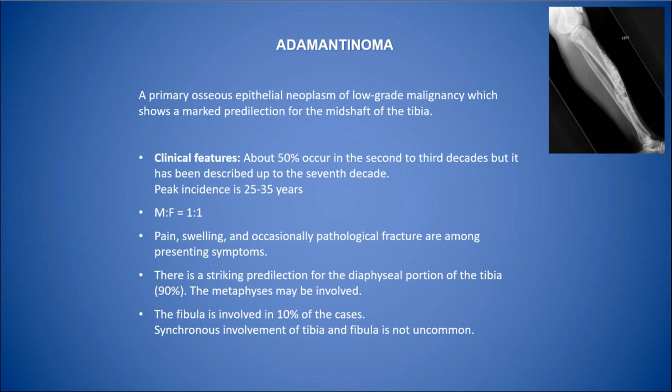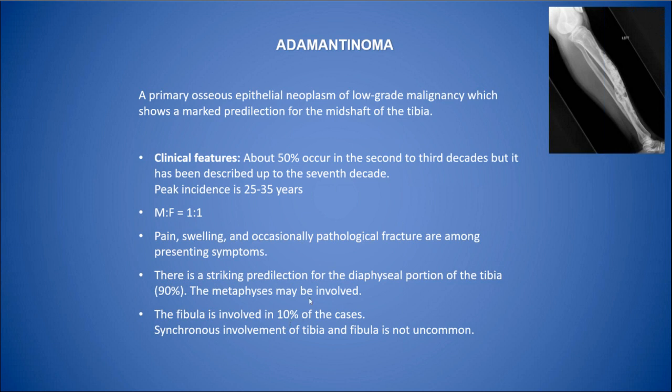Adamantinoma is a disease of adults, mostly occurring in the third decade, but it has been described even in older patients. Peak incidence is between ages 25 and 35, and it appears to have almost equal gender distribution. It may present with pain, swelling, and occasional pathological fracture. And the lesions have a tremendous predilection for the mid-shaft of the tibia. Most of the cases occur there. Same location as osteofibrous dysplasia. The only difference is that osteofibrous dysplasia is a disease of children.